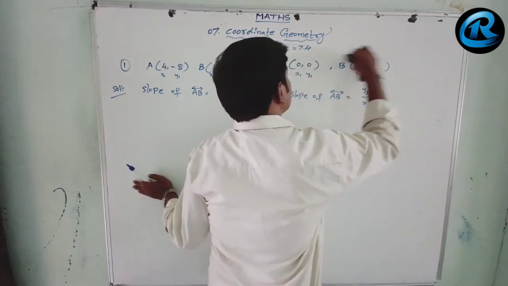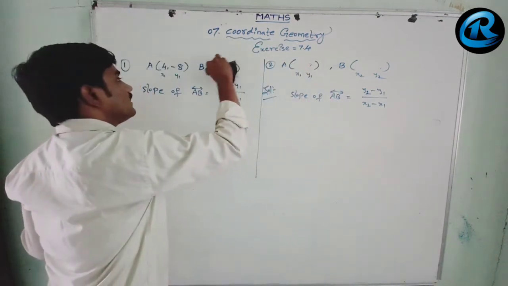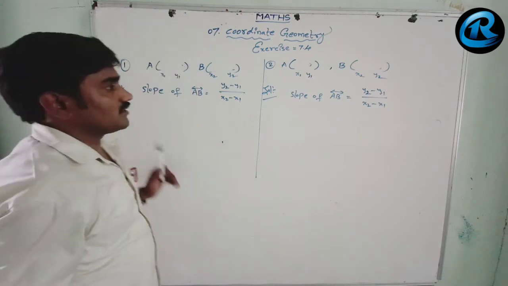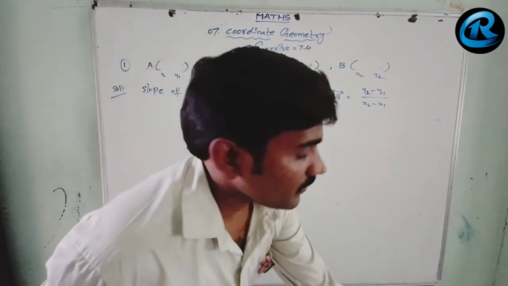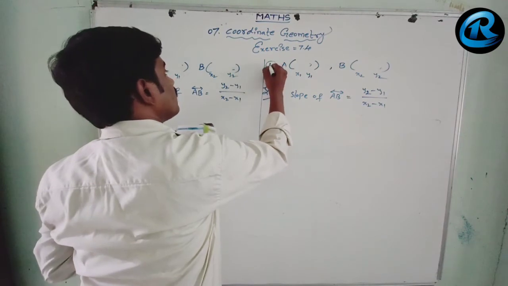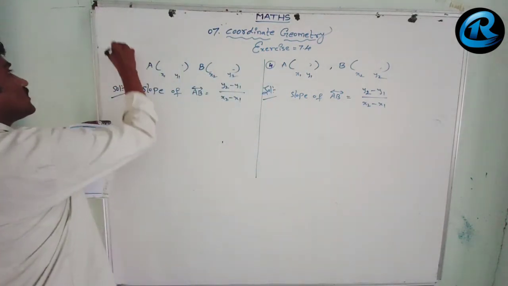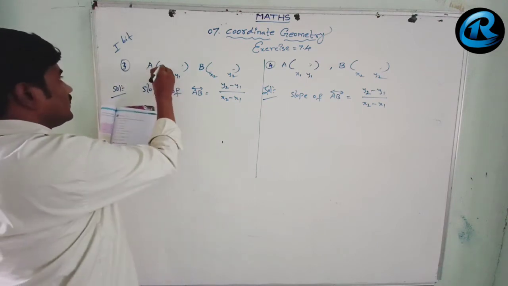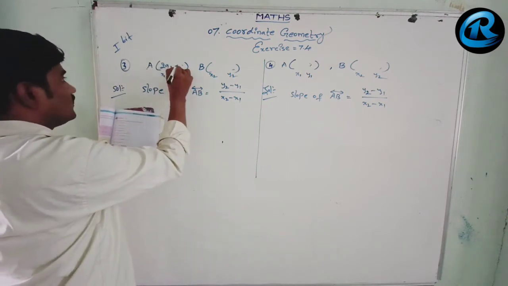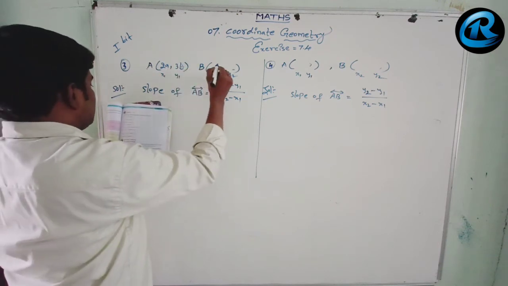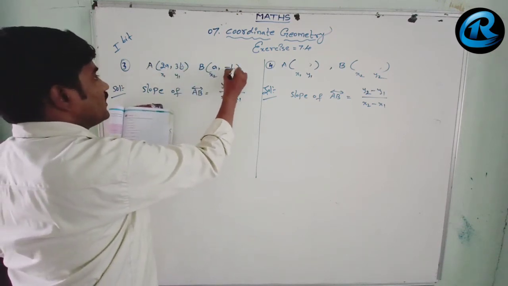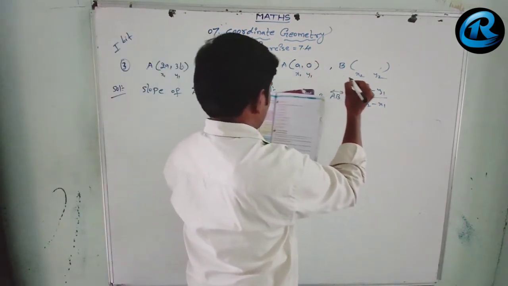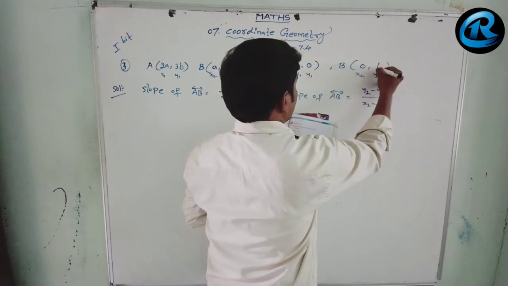Okay, then we take question number 3 and question number 4. Only one bit is there here. Question number 3 has the points 2a, 3b and a, minus b, and question number 4 has the points a, 0 and 0, b.